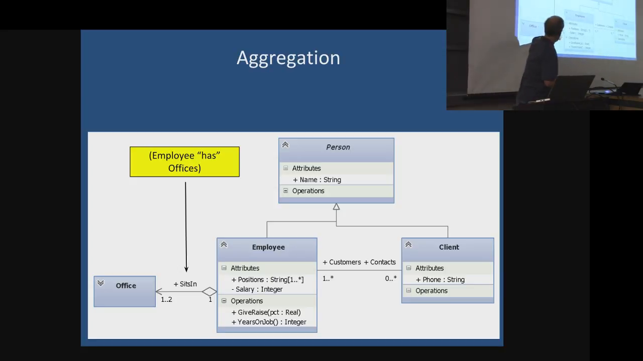This is an example, again, so this says that employee has offices. This is saying an employee has 1 or 2 offices, whereas an office only has 1 employee. So this open arrowhead is meant to say employee has an office. This implies ownership.